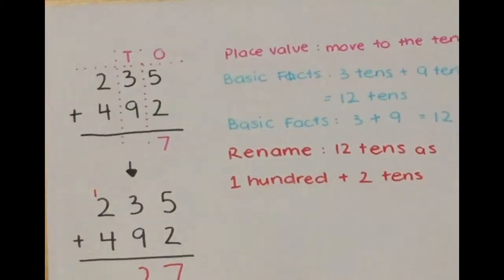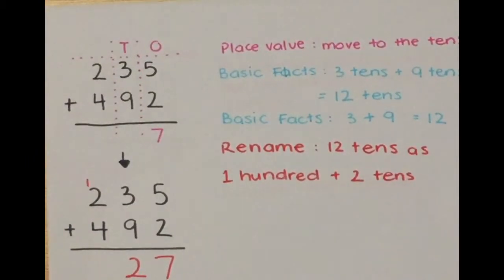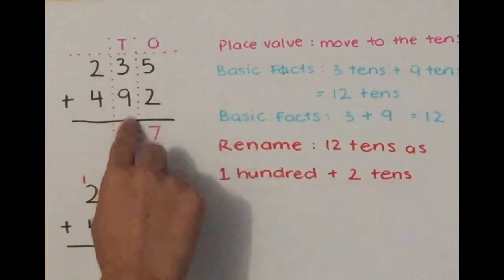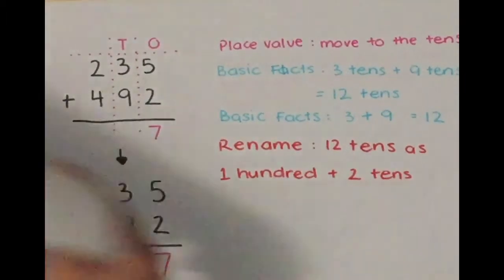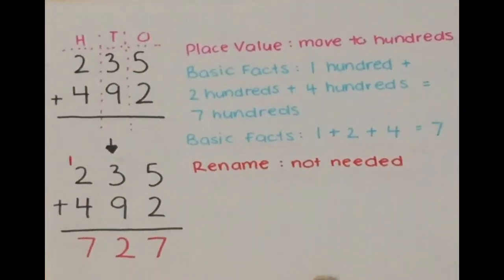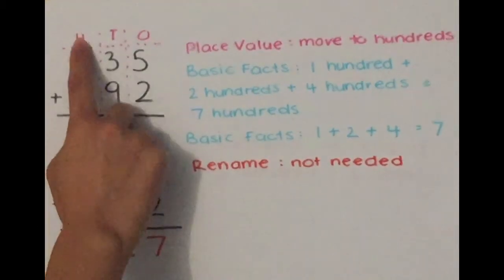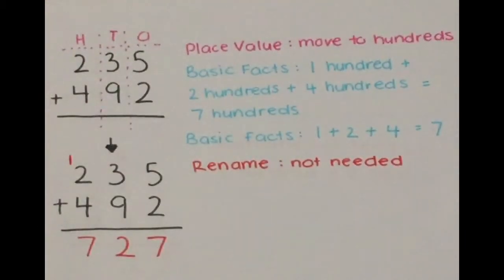Now for the tens column. We know that 3 tens plus 9 tens equals 12 tens. 3 plus 9 equals 12. We need to rename 12 tens as 100 and 2 tens, leaving the 2 tens in the tens and the 100 in the 100s. Lastly, the hundreds column. We know that 100s plus 200s plus 400s equals 700s. That's 1 plus 2 plus 4 equals 7. We did not need to rename this.